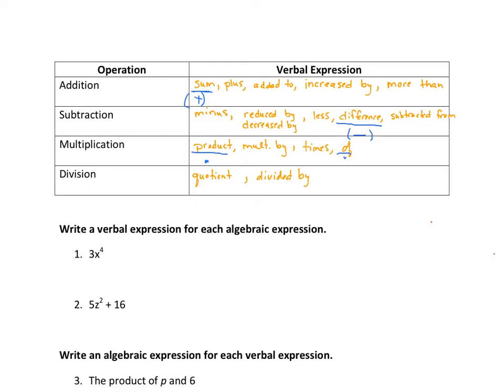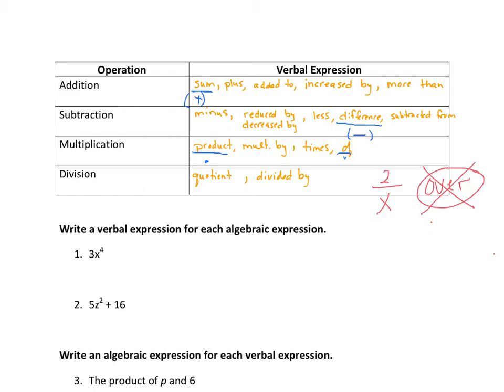The last one here is division. We only have really 2 words we're using, divided by or quotient. Quotient does mean division. One of the words you cannot use is over. If I have 2 divided by x, you cannot say 2 over x. I don't want to see the word over. That's going to be a big no-no. You won't get any credit for that. So it's either 2 divided by x or the quotient of 2 and x. Those would both be acceptable.